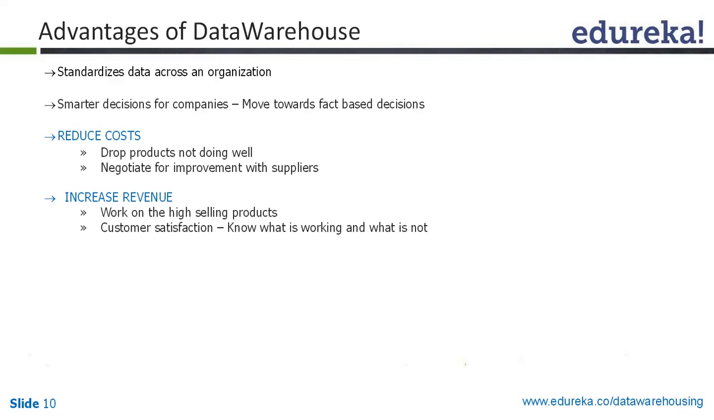I gave you an example of procurement and how it provides a strategic negotiating power to the company to negotiate better. Increase in revenue: work on high selling products. Again, going back to the supermarket example, customer satisfaction. And in the example that I gave, I said that it is one of the main reasons, because it is very important for a company to know what is working and what is not working.